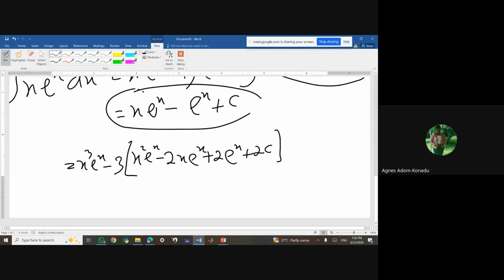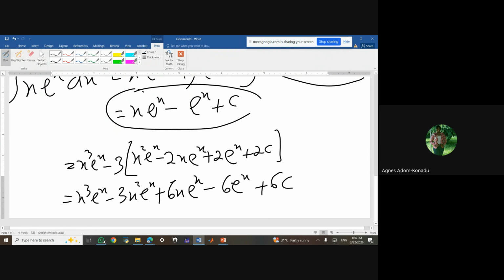So when I expand, I'm going to get x to the power 3 e to the power x minus 3x squared e^x plus 6x e^x minus 6 e to the power x, then plus 6c, which I can call c or something. I can make this one k. Is it okay? I think this one is okay.